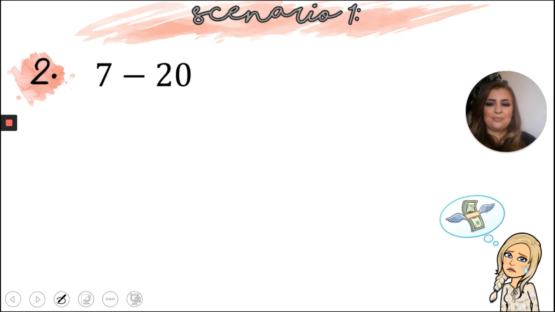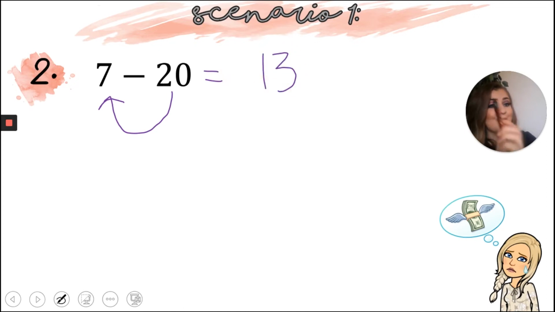Our next one. I have $7 and I spend 20 of it. How much debt am I in? I'm going to do the same thing. I'm spending more money than I have, so I'm going to just go backwards with my subtraction. I'm going to go 20 minus 7, which is 13. But since I'm spending more money than I actually have, it's just going to be negative 13.